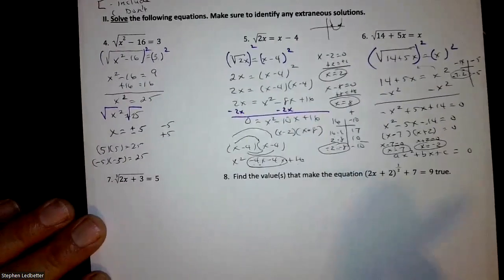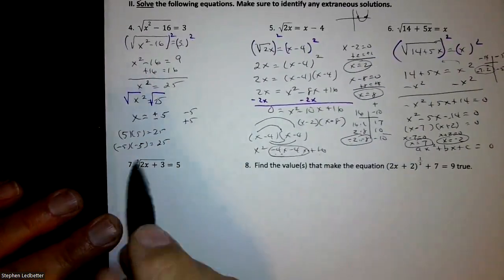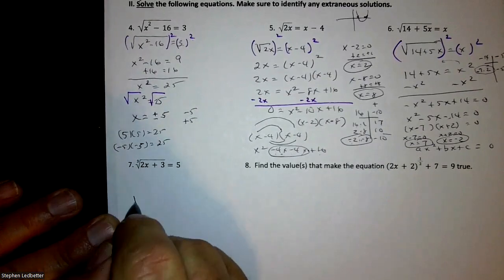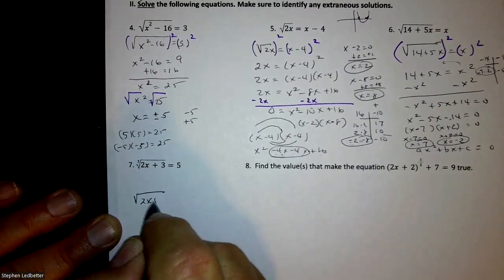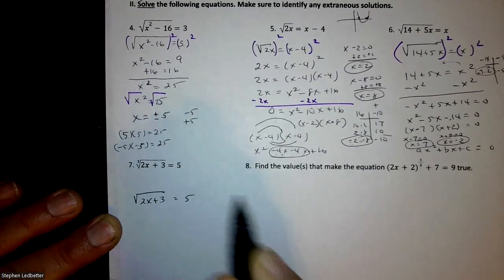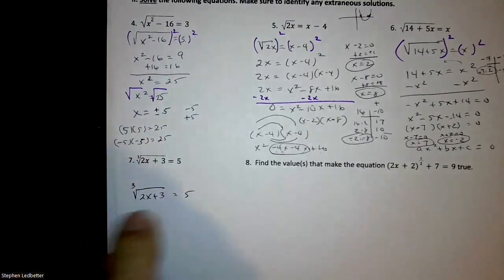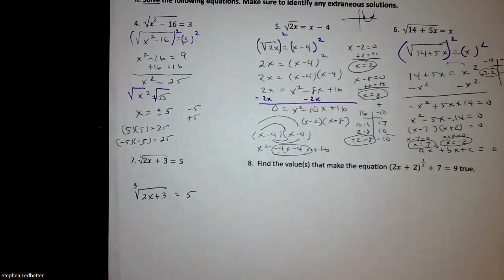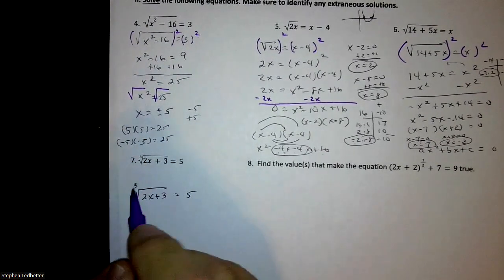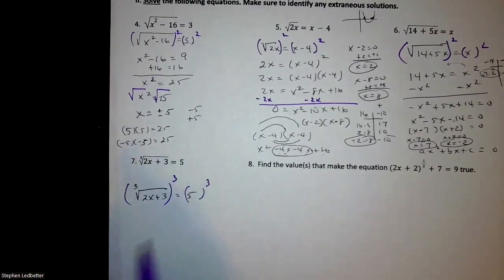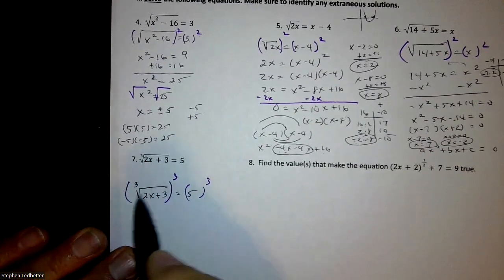All right, next one, number 7. This was not a square. It's a cube root. This is a little different, but it's basically the same process. Oh, I forgot the little 3, didn't I? So if you look, that is a cube root. So we're going to cube both sides, or rather, apply the cube root's inverse. These are going to cancel out.